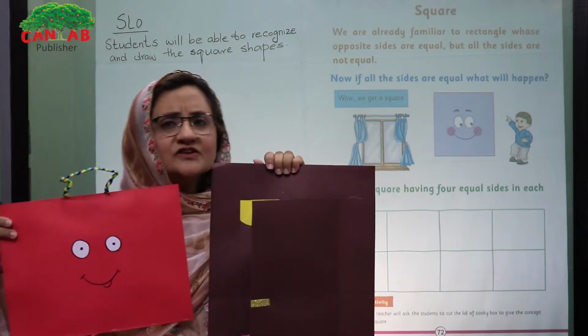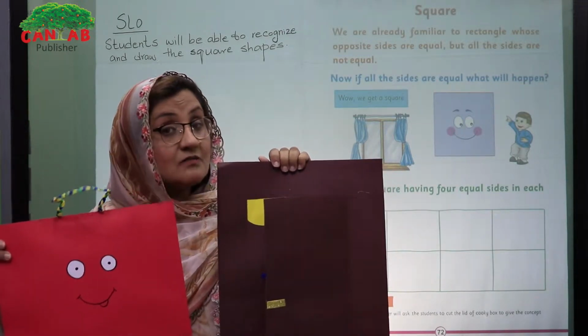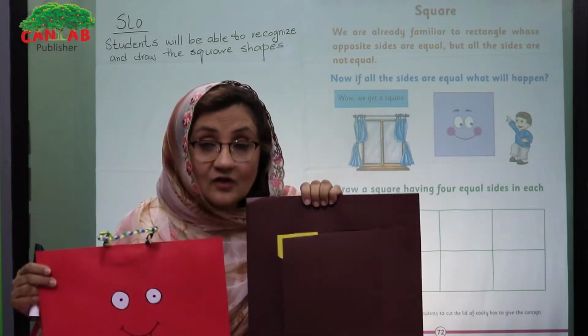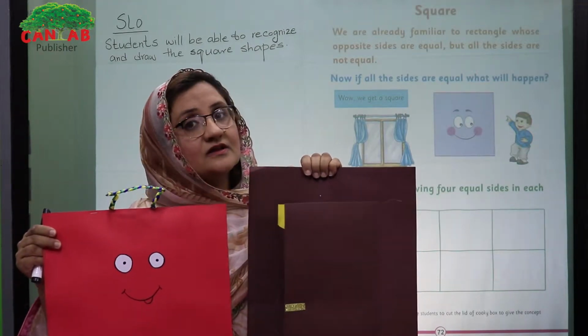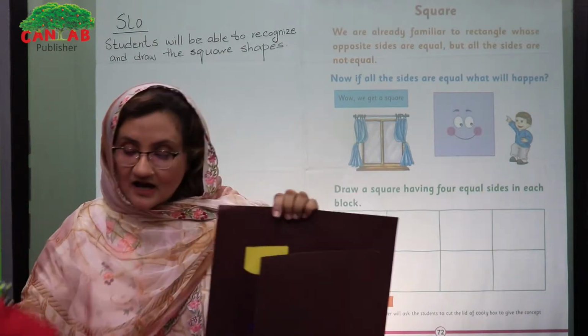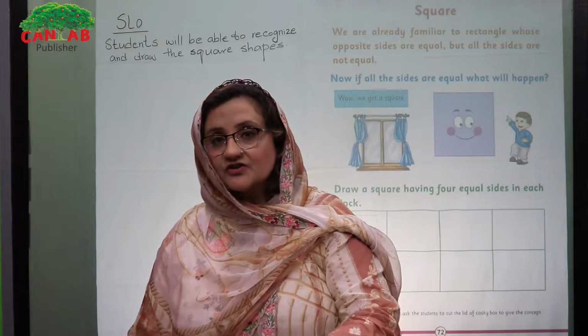But what about the shape having four equal sides? Think about it, look around yourself and try to find a shape which has four equal sides. Is there any shape around you? Look around yourself. After this, we can introduce the square shape.